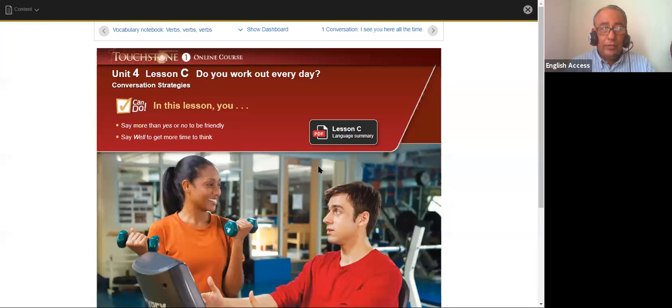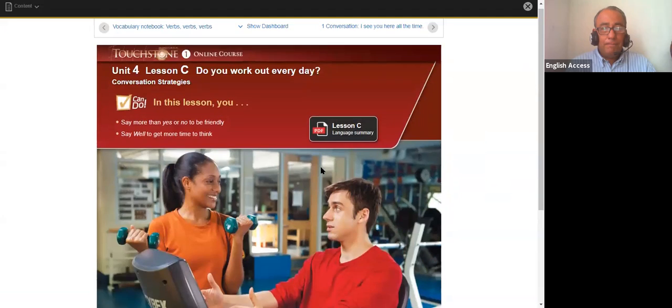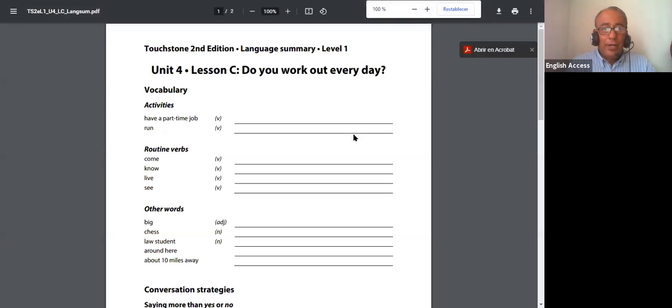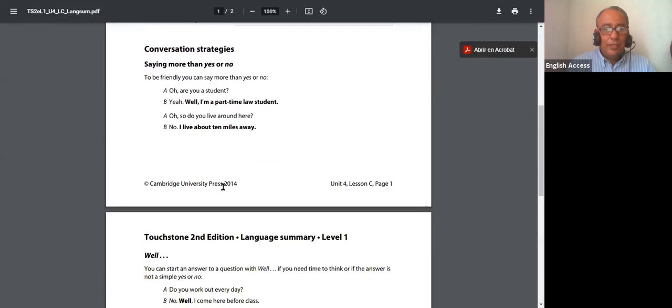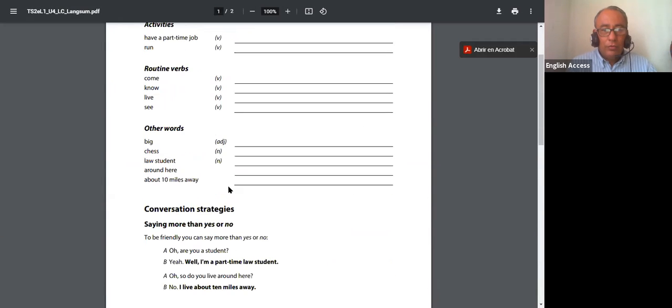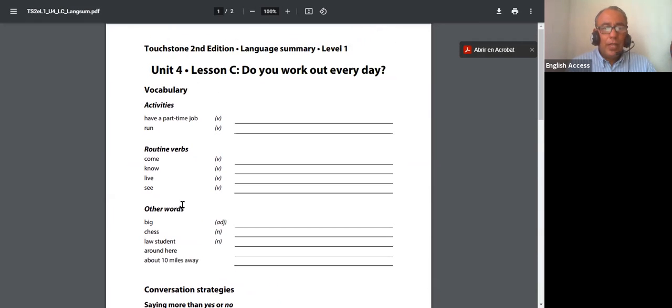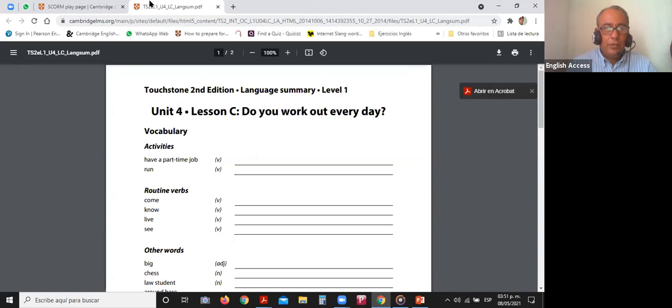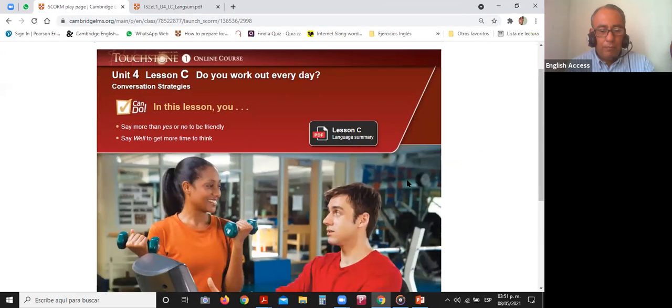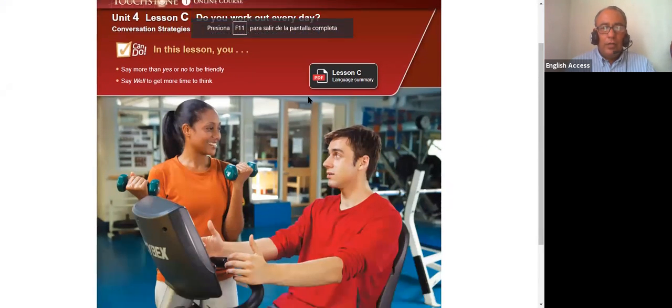Okay, let's go back to the presentation here. Here in lesson summary, you can have vocabulary and also differentiation between verbs, adjectives, and sometimes nouns. For example, chess is a noun, law student, and verbs like come, know, live, and sing, and more information. It's very useful, very, very useful. Now let's go ahead.